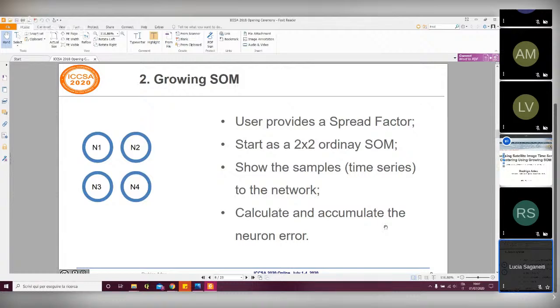And it starts as an ordinary SOM with 2 by 2. We present the sample, in this case the time series. And there's a difference from the growing SOM to the regular SOM: we accumulate the error on each neuron. And then we look at this accumulated error on each neuron. And on the next slide, please.